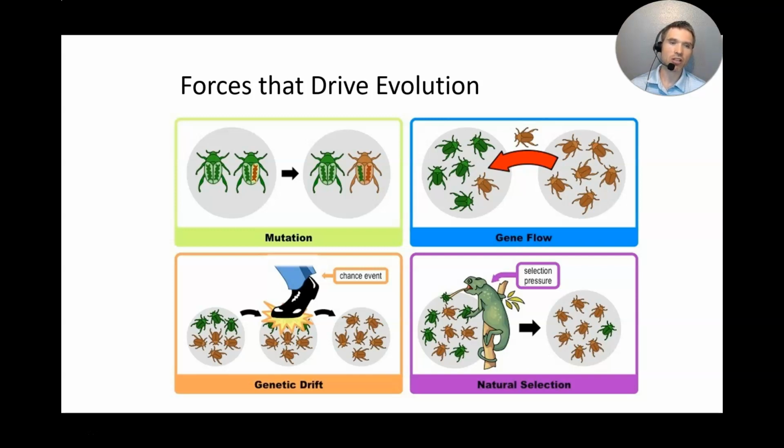And then last but not least, we talked about selective pressure. In this example right here, you can see our reptile, our chameleon there, likes green beetles and seems to eliminate the green beetles. So that is the selective pressure, allowing only the red beetles to survive into future generations.